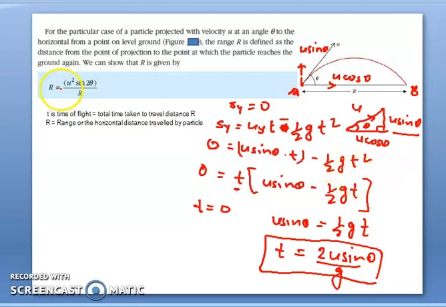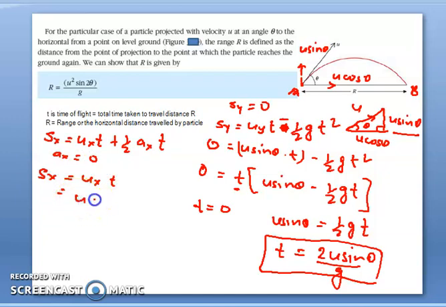Now we'll move to the range part. So now the horizontal component we know is equal to what? u cos theta. Okay, so how can we write here? Sx is equal to ux into t plus half ax into t squared. Now ax in this case, which we already discussed, will be 0, the horizontal component of acceleration is 0. So we can write sx is equal to ux into t, and ux is u cos theta, and time t we already calculated here, 2u sin theta upon g.